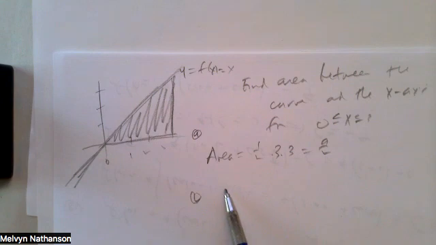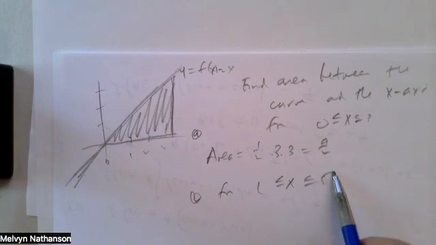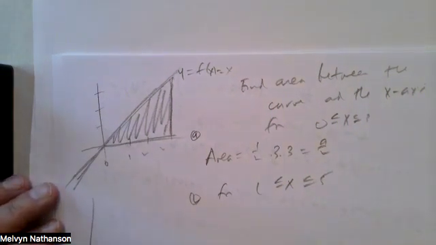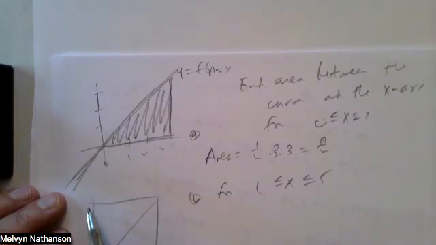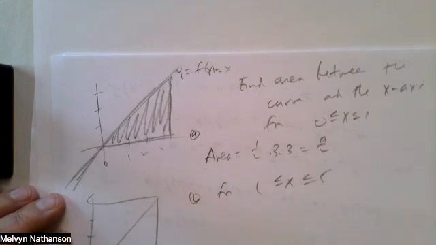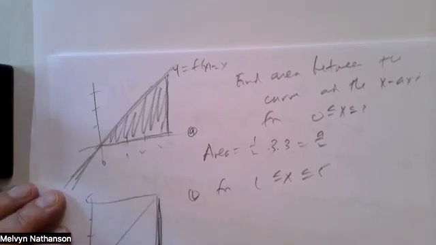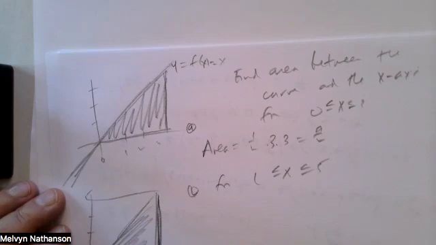Suppose we ask the same problem now, but instead of x between 0 and 3, for x between 1 and 5. So we have exactly the same problem. For x equal to 1, that's here, x equal 5 is here. So the area under the curve from 1 to 5 is this. It's a trapezoid.